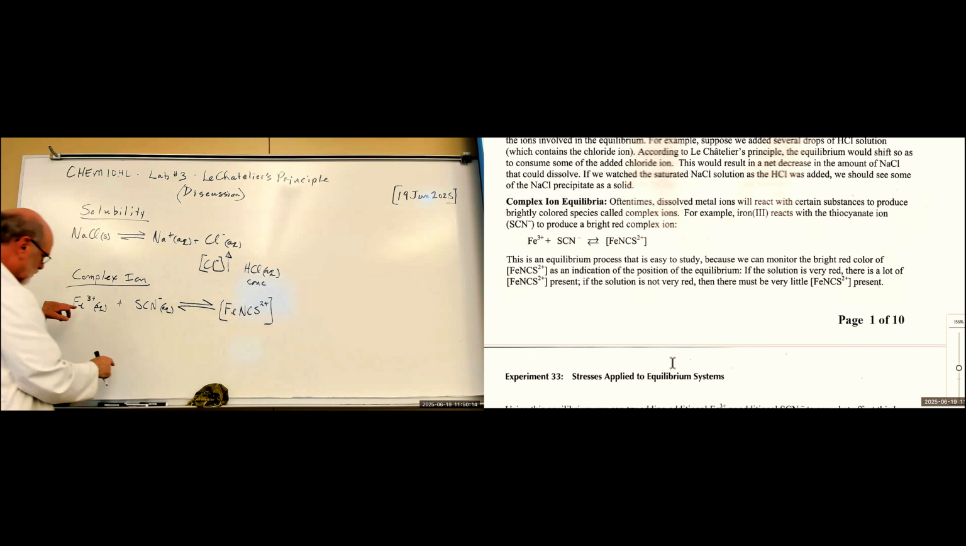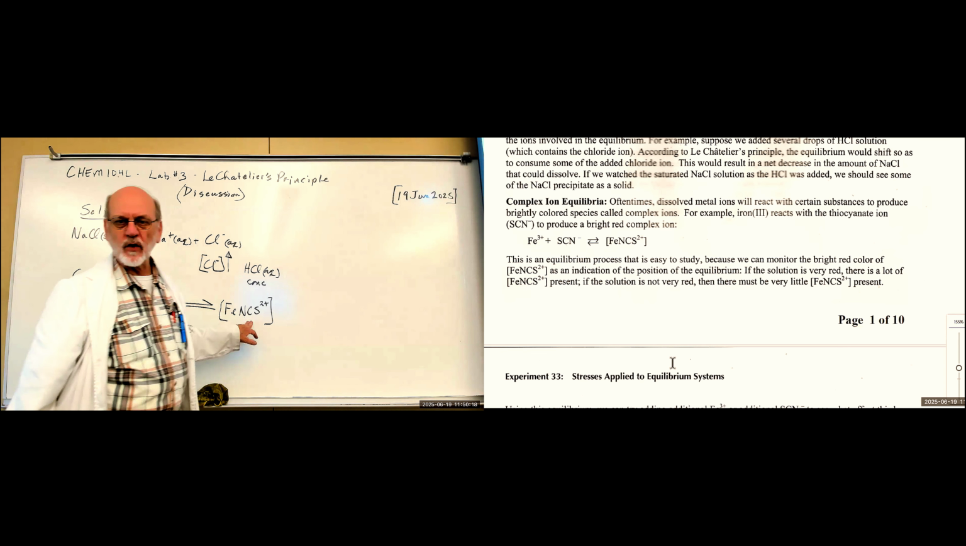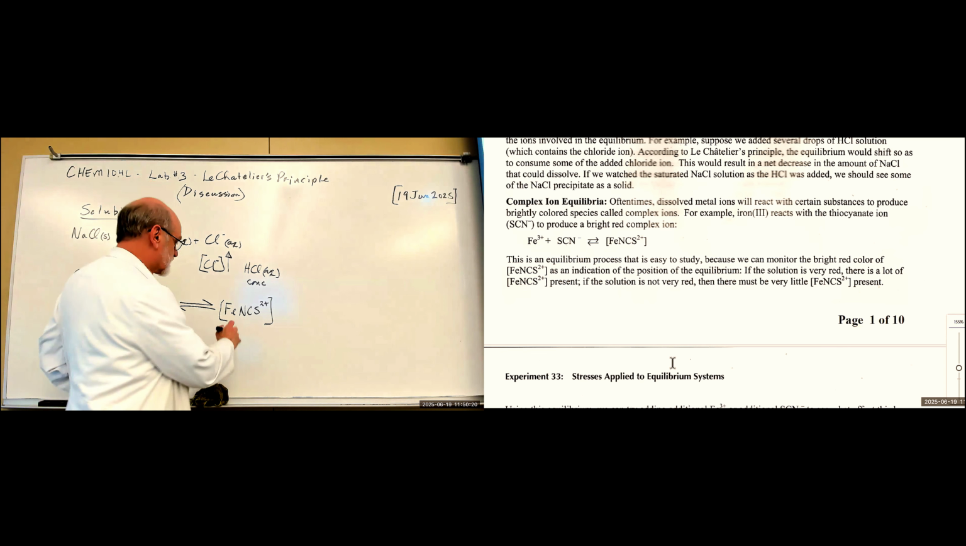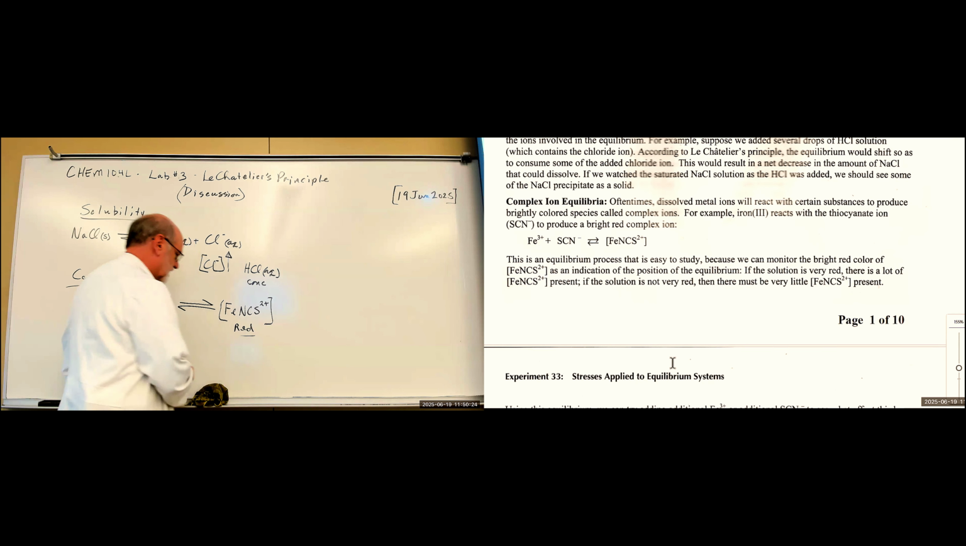Let's see, the way they write it, they put N on this side, like that, with a 2+ charge. Now, why is it a 2+ charge? Because one of these is 3+ and one of those is 1-. We got a 2+ left over. Now, this is red. This is slightly yellow.